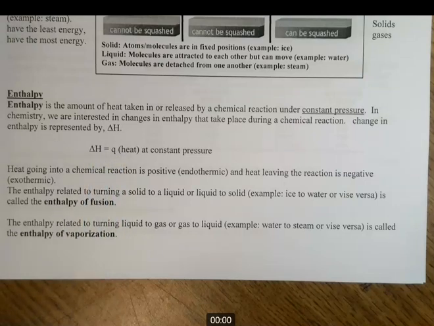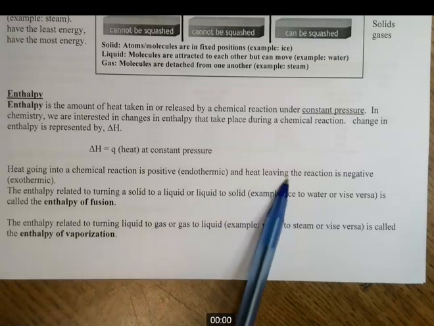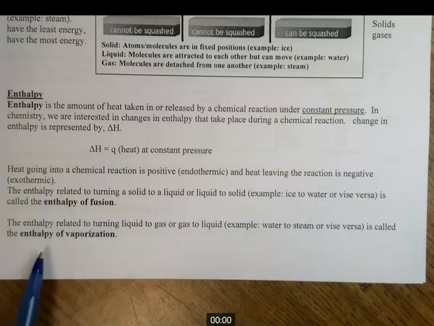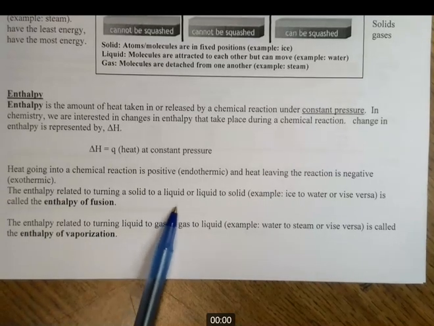Okay, heat going into a chemical reaction is positive. That's endothermic. Remember we talked about the bank account. So heat goes in, it's like putting money into your bank account. That's positive. Heat leaving the reaction is negative. That's exothermic.